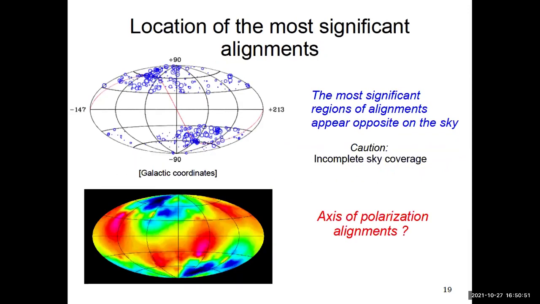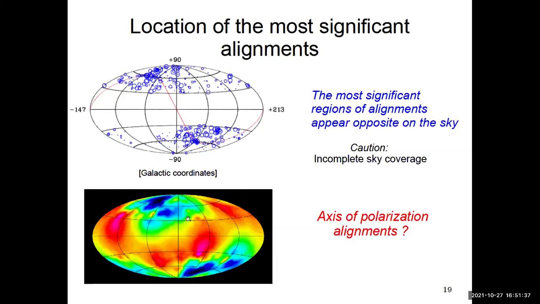Since we have a map of the sky, we can see where the most significant alignment comes from. In this plot, for each object we have the local statistic, and the bigger the circle, the more significant is the alignment around this quasar. We can see that there are many quasars, many alignments there and there, in regions which are roughly opposite on the sky. But this must be seen with caution because the sky coverage is incomplete. For example, here we have no measurements.